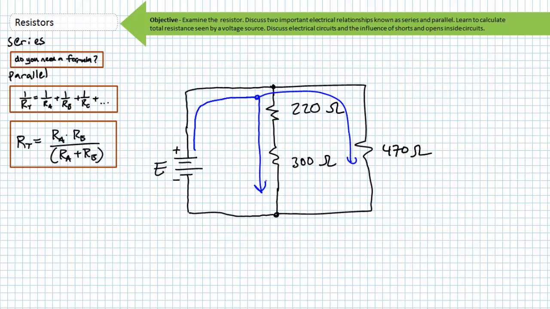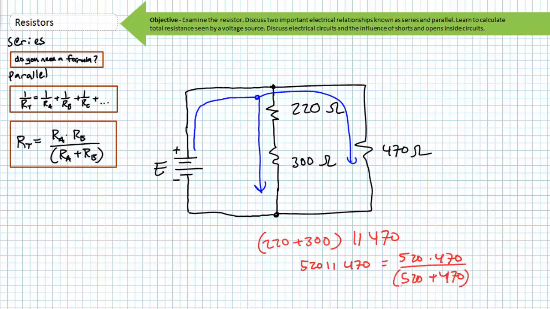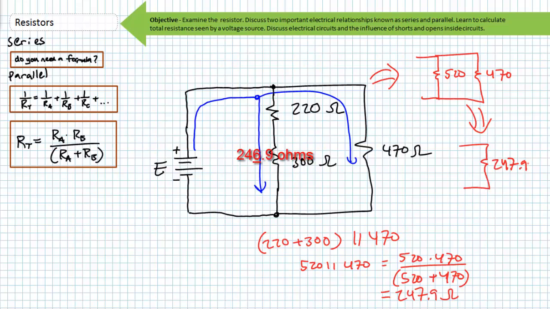In this case, the branch on the left is a series combination of a 220 and a 300, but this series combination is in parallel with a 470 ohm resistor, where a 520 in parallel with a 470 is equal to 520 times 470 divided by 520 plus 470, which is equal to 247.9 ohms. In effect, what we've done is a two-stage simplification, where the 220 in series with a 300 is a 520, and that 520 in parallel with a 470 is a 247.9 ohm resistor. Again, these series parallel relationships need not be confusing if you simply visualize the circuit from the perspective of traveling current.